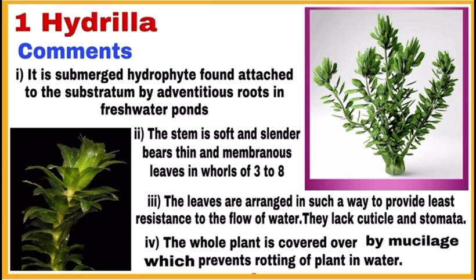Now see the stem. The stem is soft and slender, which bears thin and membranous leaves in whorls of 3 to 8. The leaves are arranged in such a way as to provide least resistance to the flow of water, and the leaves of Hydrilla plant lack cuticle and stomata. Also, the whole plant is covered over by mucilage, which prevents rotting of the plant in water.